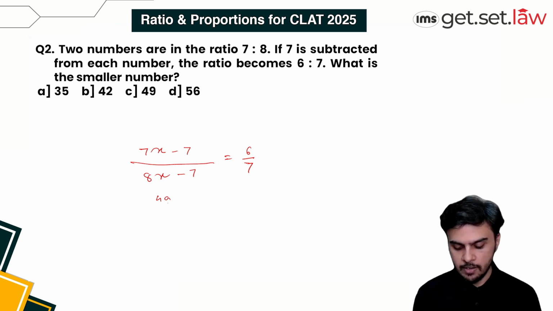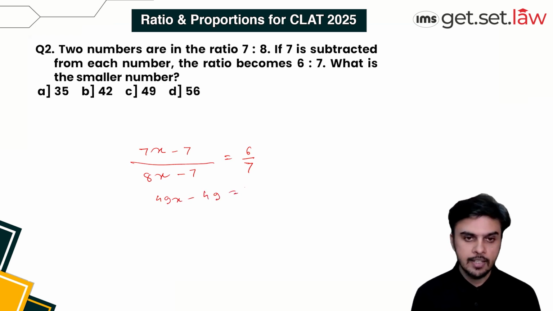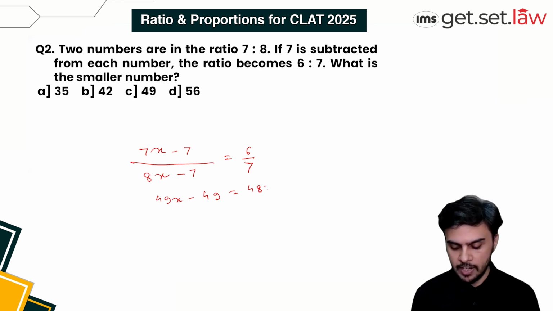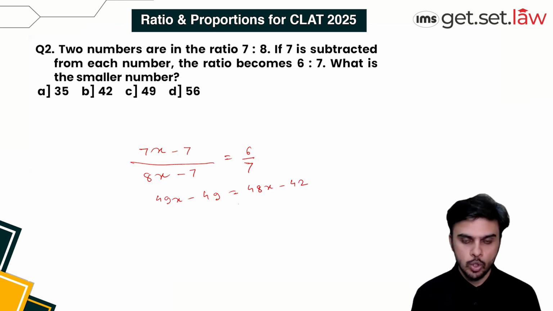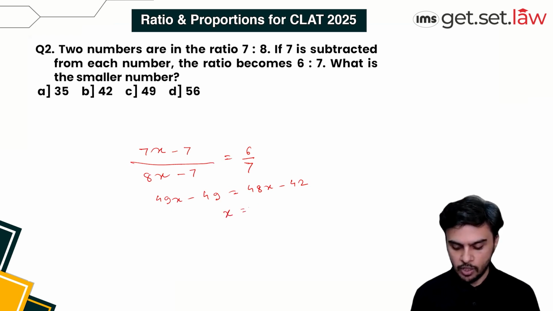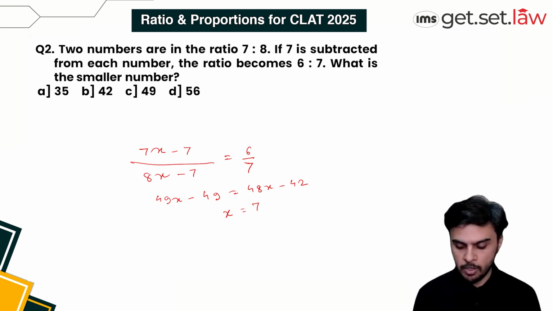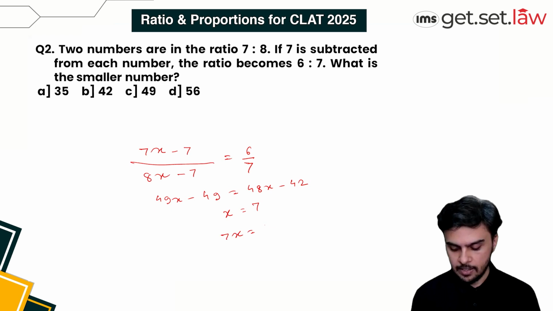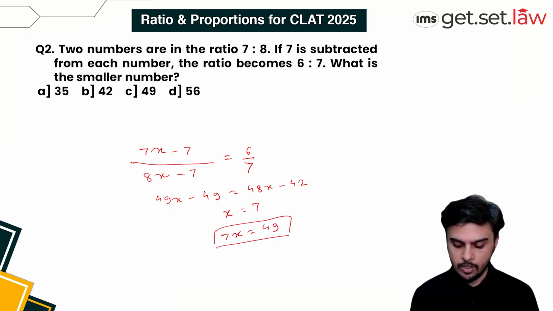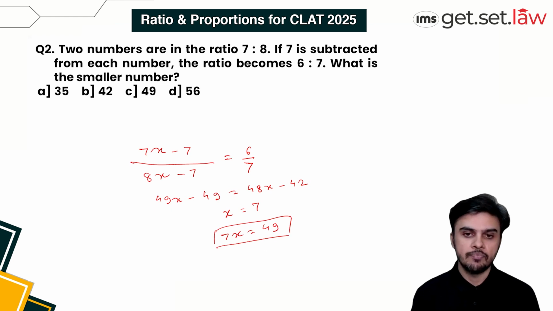7 into 7, 49x minus 7 into 7, 49. 6 into 8x is equal to 48x minus 6 into 7 is 42. So we get 49x minus 48x is x. 49 minus 42 is 7. X is equal to 7. Smaller number we have taken as 7x. So 7x is our smaller number. 7 into 7 is 49. So the answer is 49.